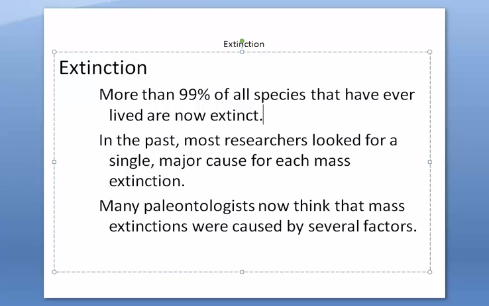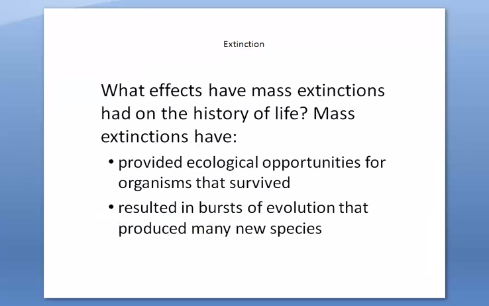In the past, most researchers have looked for a single major cause for each mass extinction. However, there's one giant crater in Mexico that they think could be one of the major causes of the mass extinction of the dinosaurs. But mostly now they think that mass extinctions were caused by several factors. They don't think there was just one major catastrophic event that caused everything to die. We now think there were multiple things going on that caused these extinctions to occur. And mass extinctions can't be all bad because there's still plenty of life on Earth today.